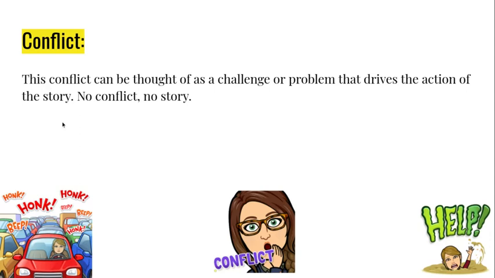Next, we have conflict. The conflict can be thought of as a challenge or a problem. It's what drives the action of the story. If there's not a conflict, there's not going to be a story. Think of every movie or every book that you've ever watched, there's going to be a conflict, a challenge or a problem, in order for it to be good and interesting for you to watch. So look at our Bitmojis that we have. What are some of the problems? What can you imagine? Think about some of the books that you read or the TV shows that you watch on Netflix. What are some of the problems?